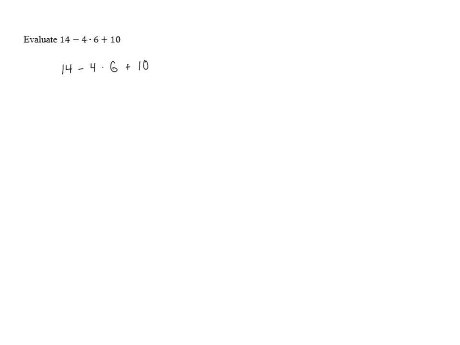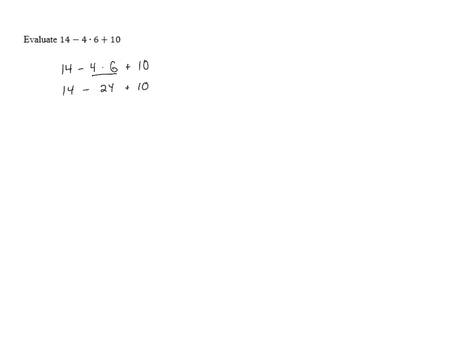And then afterwards, exponents, and again, we don't have any of those. We only have subtraction, multiplication, and addition. And we know that multiplications and divisions come before additions and subtractions. So the first thing we need to do here is we need to do this multiplication. 4 times 6 is 24, so this becomes 14 minus 24 plus 10.